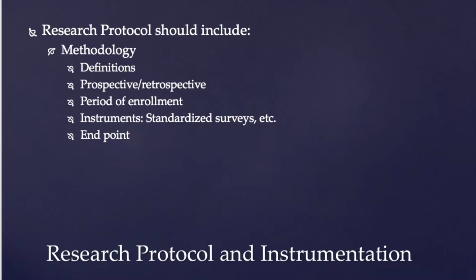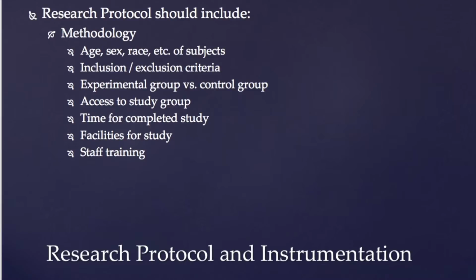When are you going to be done? What's the main thing you're looking for? What is the goal of what you're looking for? There's, of course, some demographic information. We need age, sex, race, all the demographic stuff. Inclusion and exclusion. Who's going to be participating and who's going to be excluded.